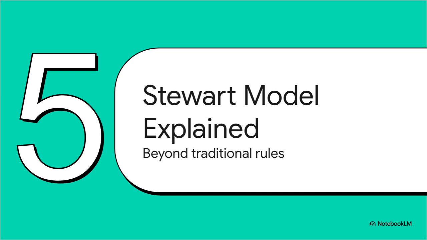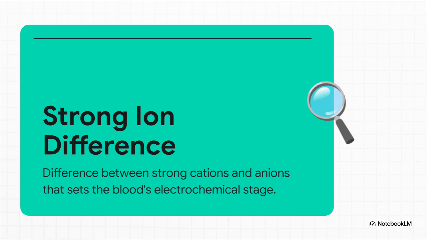Next up, Part 5, the Stewart Model Explained. As our detective work deepens, we eventually hit cases where traditional rules kind of fail us, which brings us to the paradigm-shifting work of Peter Stewart. Stewart asked a brilliant question: what actually determines the pH? He shifted the entire focus to the strong ion difference, or SID. He revealed that strong ions, like sodium and chloride, are essentially chemical spectators. Their charge imbalance literally forces the weak buffer systems, like bicarbonate, into position, which determines the final pH. The strong ions set the electrochemical stage.